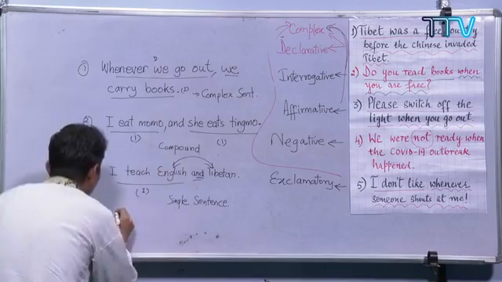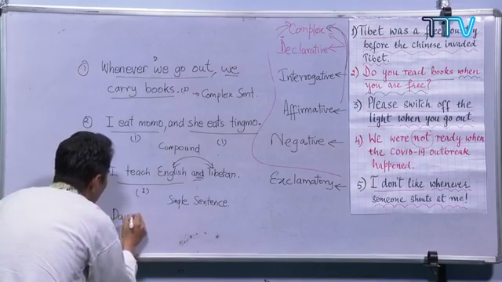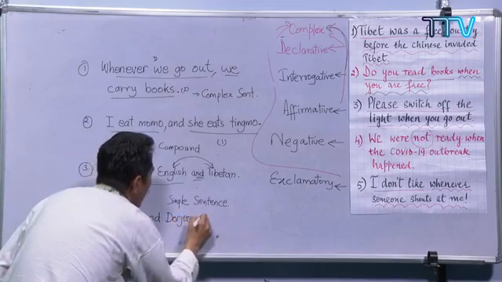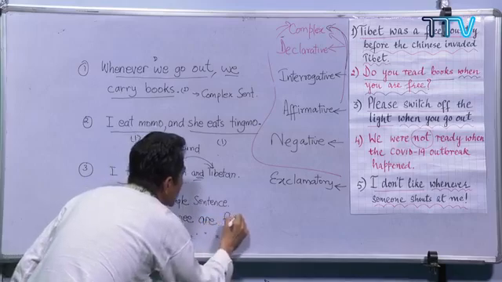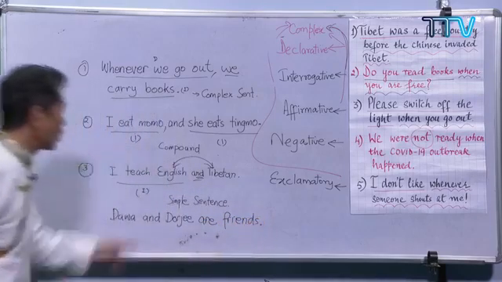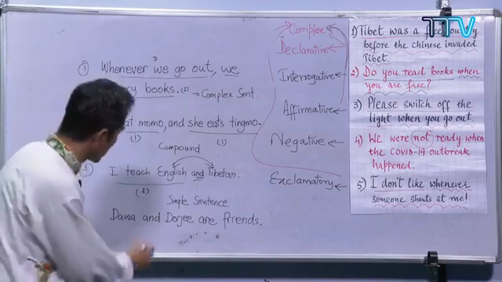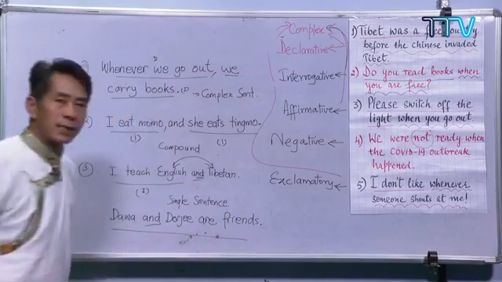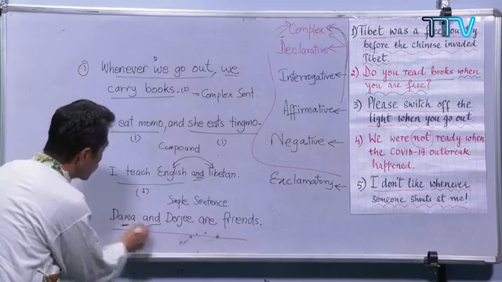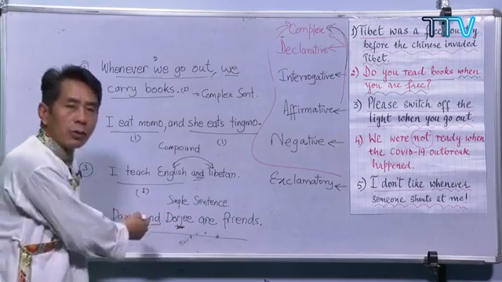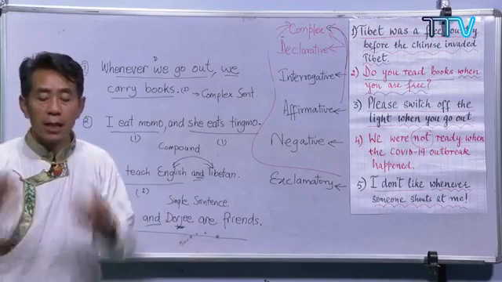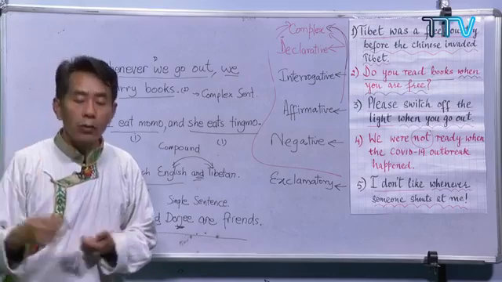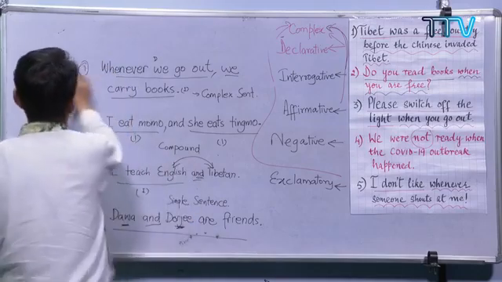Okay, for example, Dawa and Doji are friends. Now, does this become a compound sentence just because there is "and"? No, the same thing. This is a simple sentence. Why? There is a compound subject, two nouns, but the sentence is simple. So in a simple sentence, sometimes we can have compound verbs, we can also have compound nouns like this. Now, these are the three types of sentences.